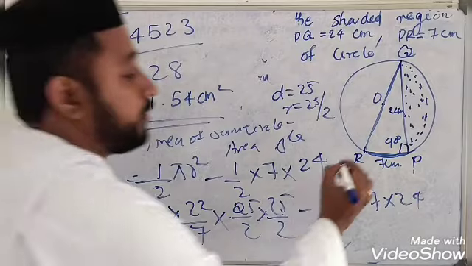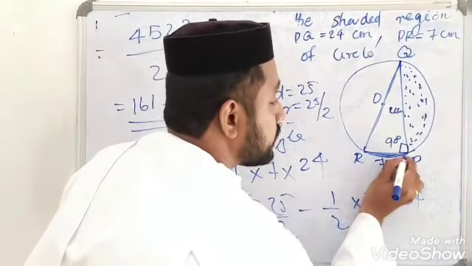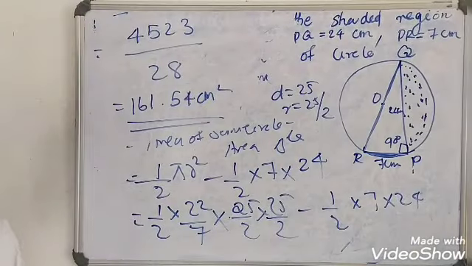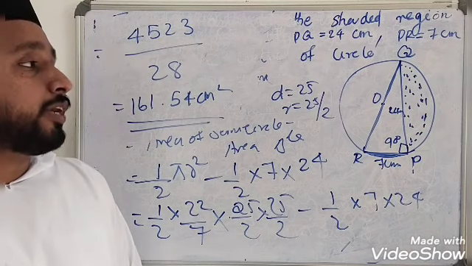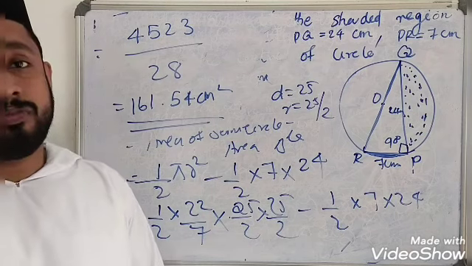So don't look at this portion. Let us consider the triangle only. So half triangle. So area of the shaded region is equal to area of semicircle minus area of the triangle.